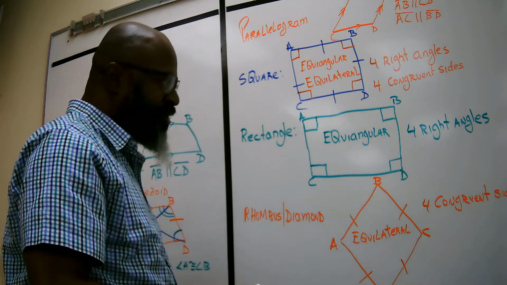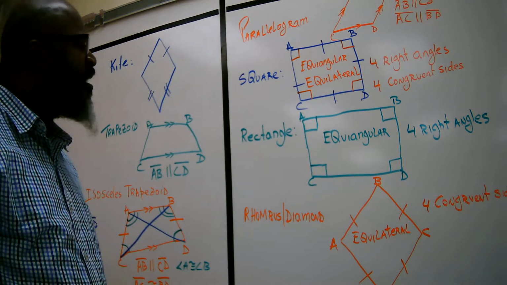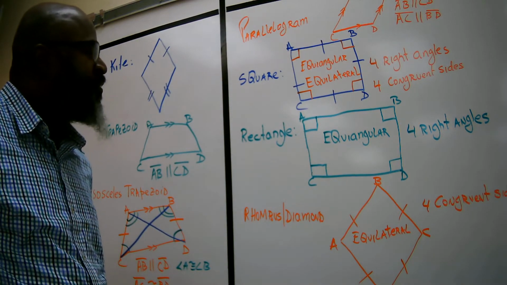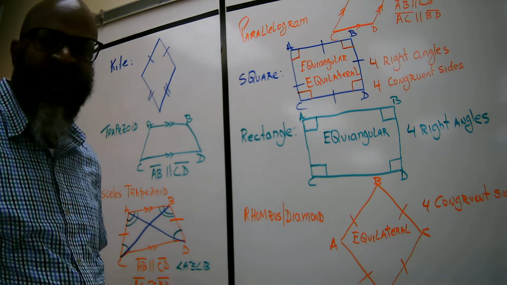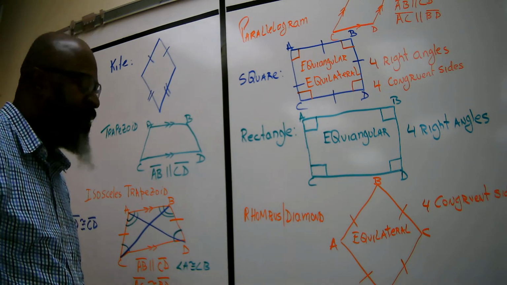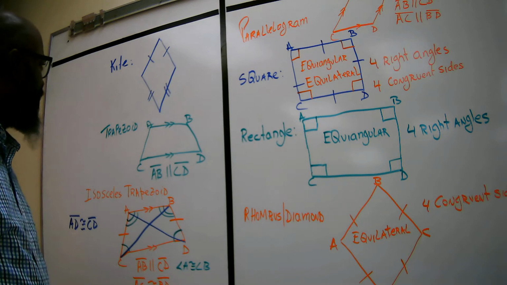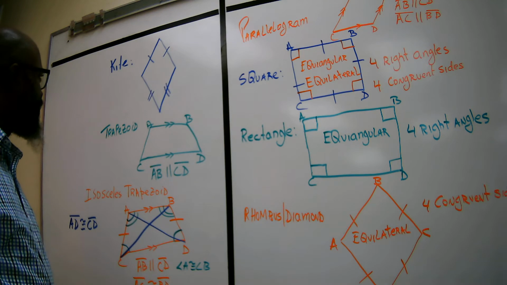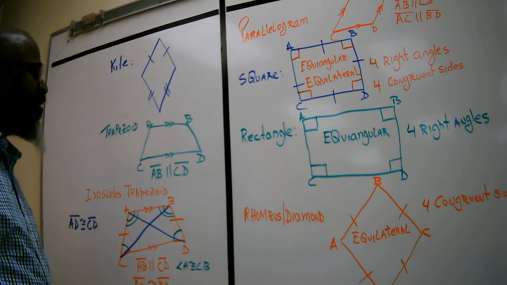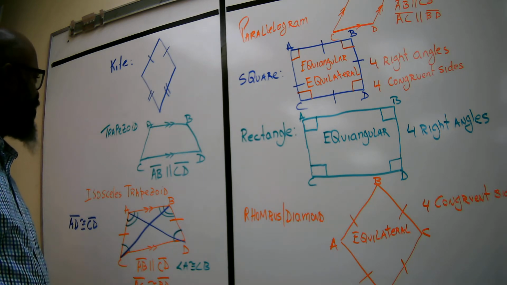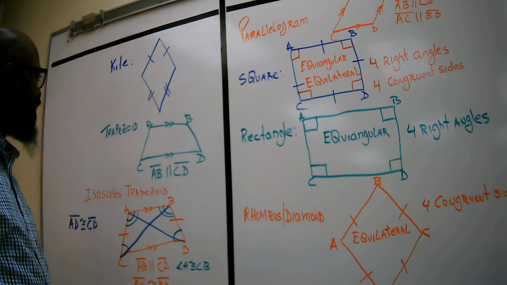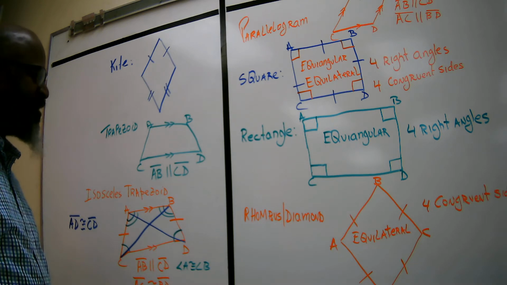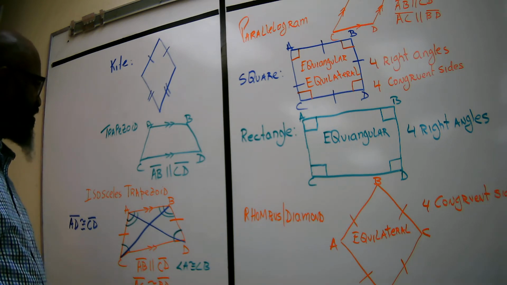Those are your quadrilaterals. So let's recap. We have what you call a kite that has two consecutive congruent sides. Do not compare a kite with a diamond, right? A kite has two consecutive congruent sides, whereas a diamond has 4 congruent sides. So there's a big distinction.